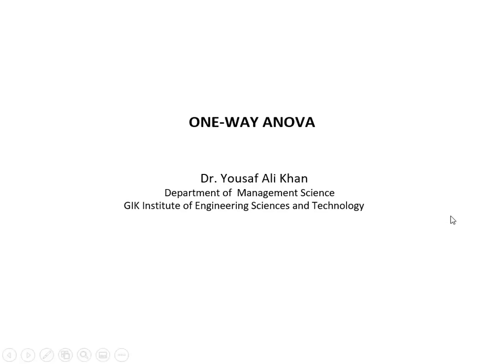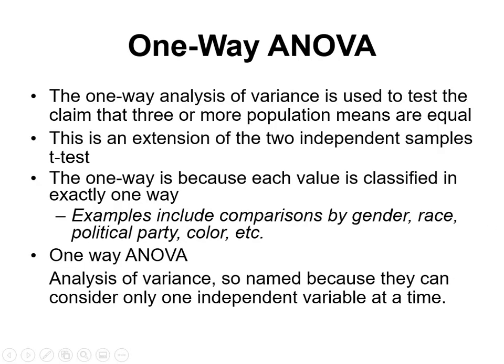Before going to that, you need to understand what one-way ANOVA is. One-way analysis of variance is used to test the claim that three or more population means are equal. If there are only two populations, then we can easily conduct a t-statistic test. But when the number of groups, the number of types of data, is three or more, then we will use one-way ANOVA.